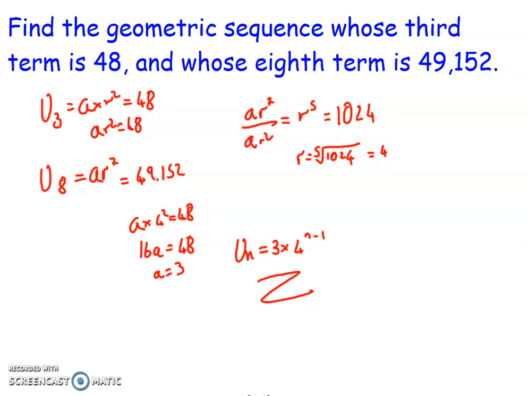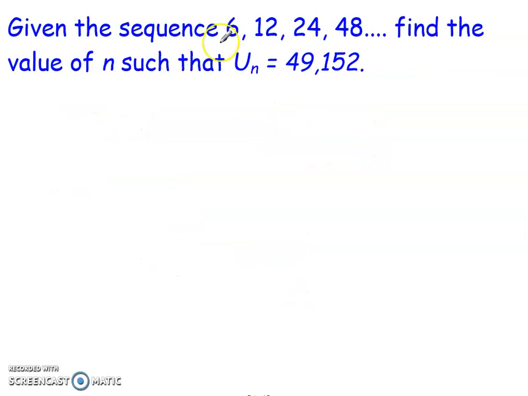What I'm going to do is I'm going to show you a third one. What I'm going to do is try and answer the question, given the sequence 6, 12, 24, 48, etc., I want to find the value of n such that UN is equal to 49,152. So this time I'm given the sequence, but I want a set term within that sequence. So we have to figure out how to be able to do this.